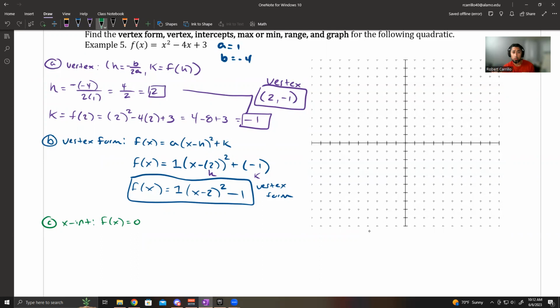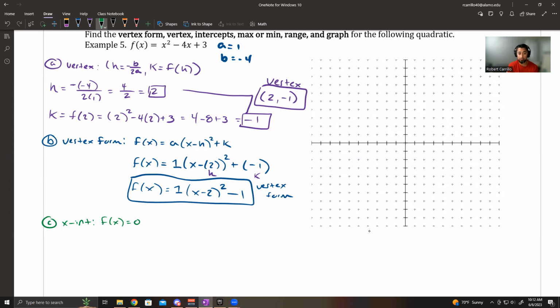If the original function is factorable, then set it equal to 0. But if it is not, then you are going to want to set your vertex form equal to 0. So that's something we want to check out.